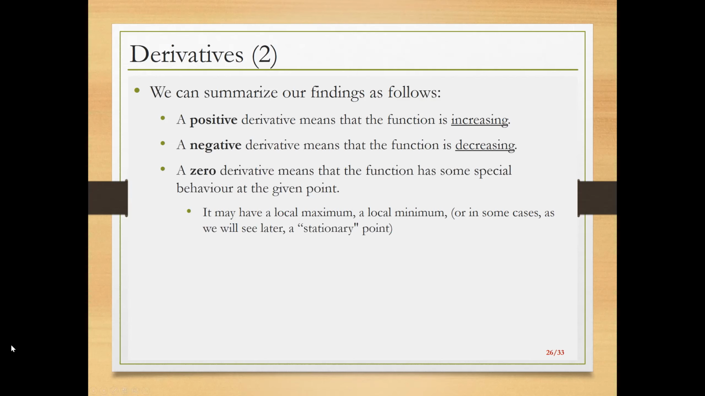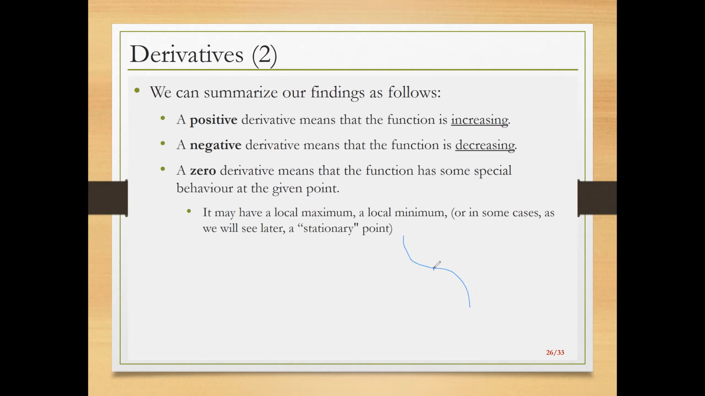Now, what is a stationary point? Just to give you a quick idea of a stationary point, say you have such a function. Okay, so this point over here, you see that the slope is 0, but we do not know whether it's a local minimum or a local maximum, right?